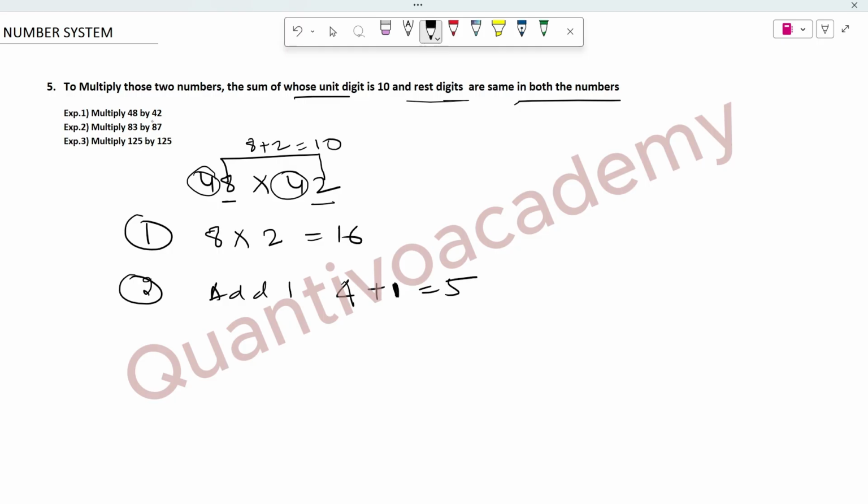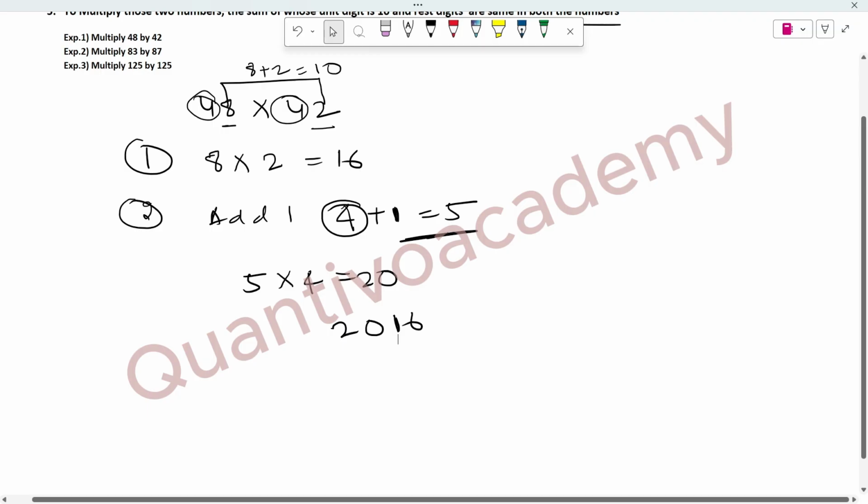Now what we have to do? We have to multiply the increased number by the original number. Here the increased number is 5 and the original number is 4. 5 4s are 20. The answer for this is 2016. Let's take another example.